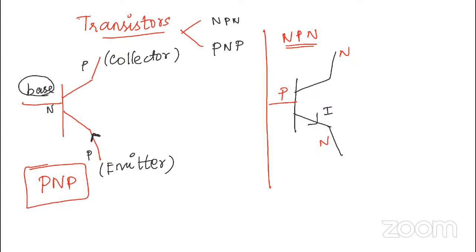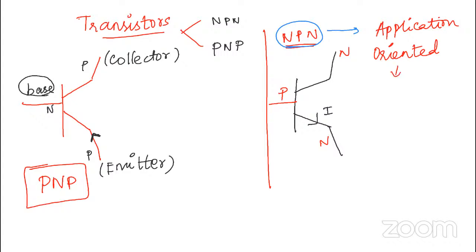Okay. So mostly we are using the NPN transistor for application oriented work. Application oriented, mostly we are using the NPN transistor. Okay. So why? Because of it, the multiplication will be more in the NPN transistor.